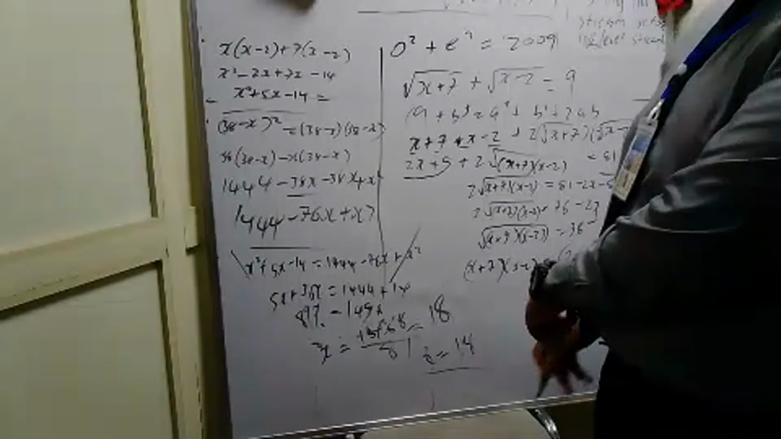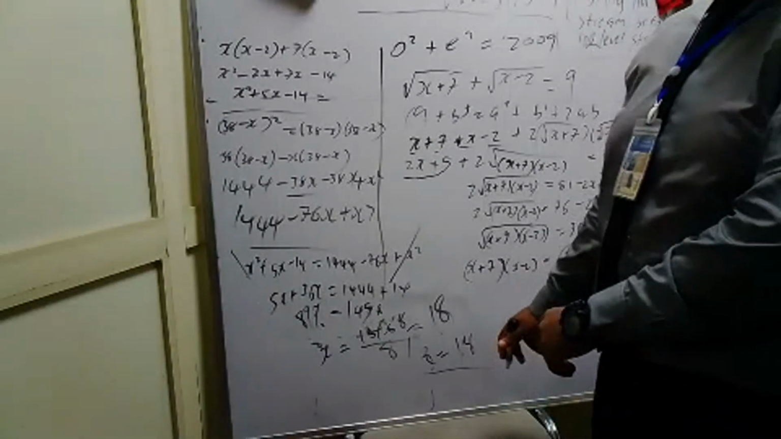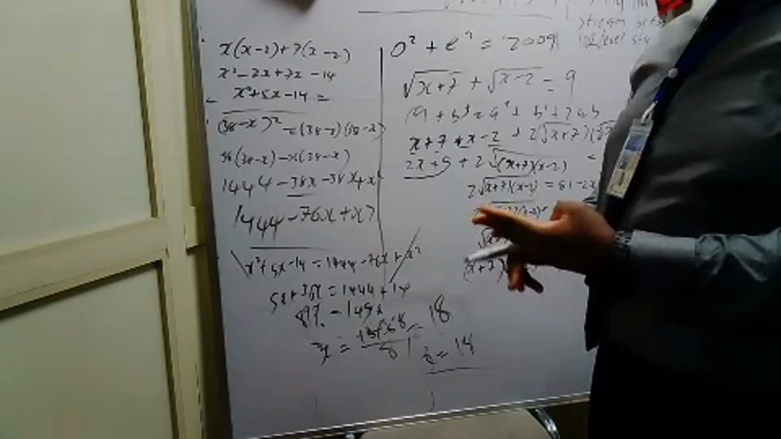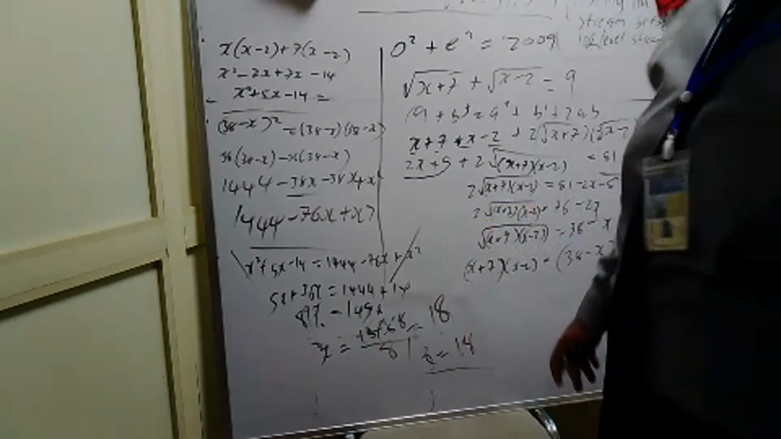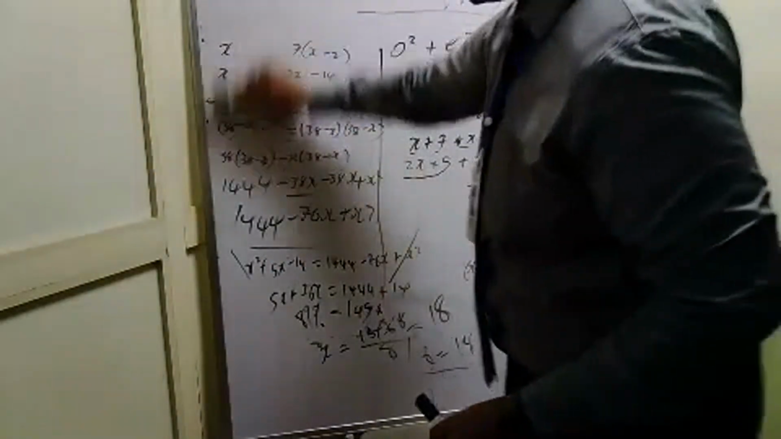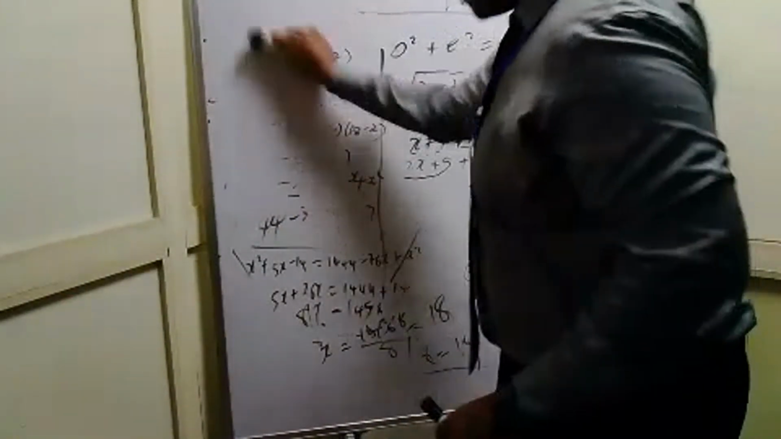It's going to be a number. Whatever it is, it's going to be a number. 18 is the value of x.